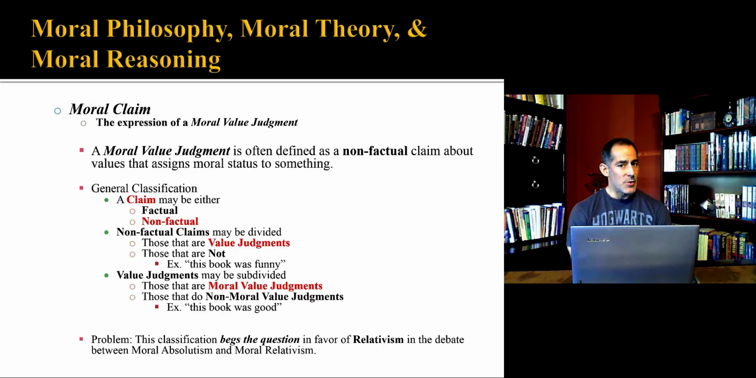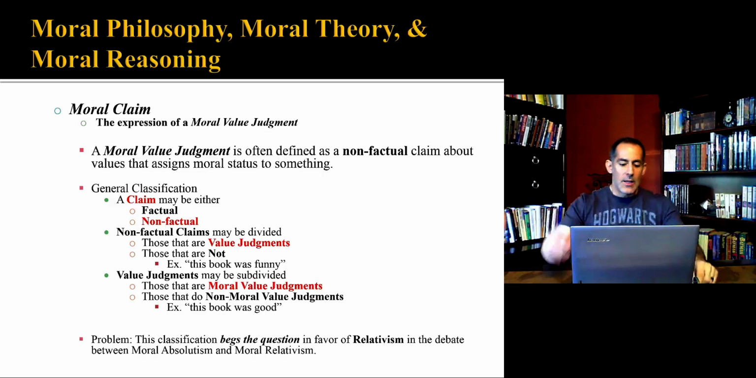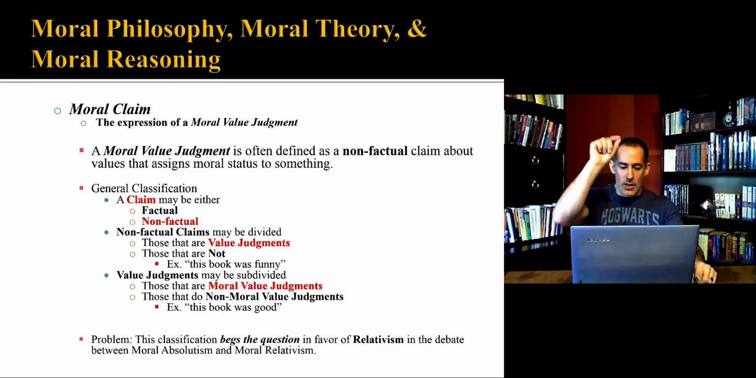And a lot of times you'll pick up an ethics book, maybe not you, but people have picked up ethics books, and they will find that people describe a moral value judgment as a non-factual claim, right? So here's a general classification that you see on the screen. A claim, which is a proposition or a statement, could be either factual or non-factual, right? We say objective or subjective. And I highlighted in red the classification we're going to follow. Okay, so it's a claim that's non-factual in nature.